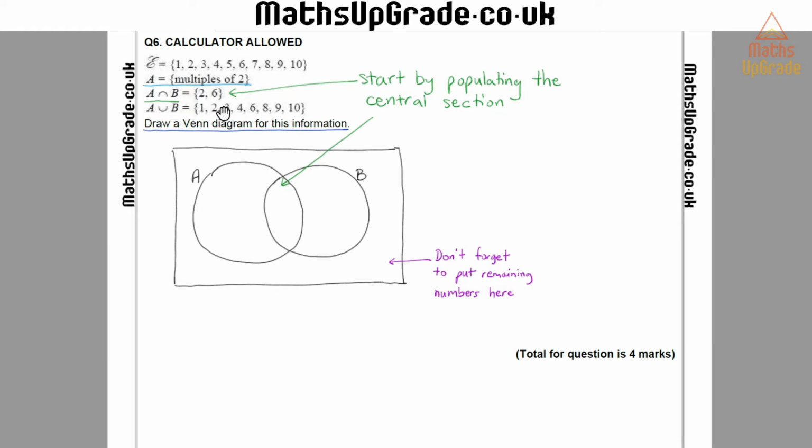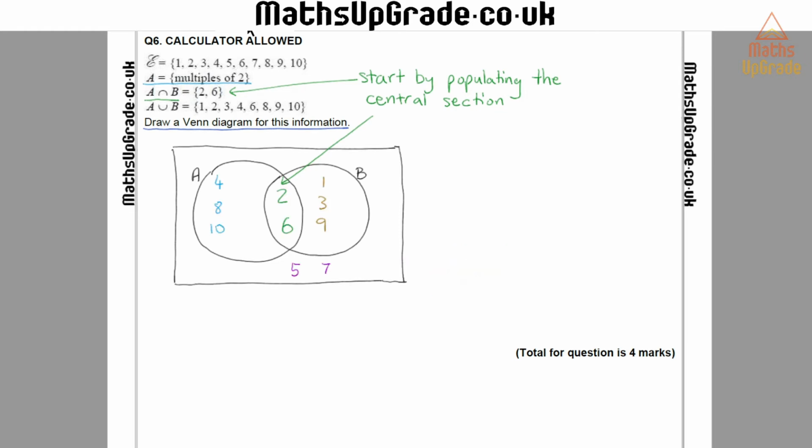So this is A or B. A union B, A or B. So as soon as I've populated A and this central region here, I can start to populate B. So you can see the multiples of 2 are 4, 8 and 10. Okay, the central region is 2 and 6, so that leaves the numbers 1, 3 and 9 from this list here. And what's left from the entire set is 5 and 7. So 5 and 7 go outside of these circles. So don't forget to do that last bit. And that question was 4 marks.